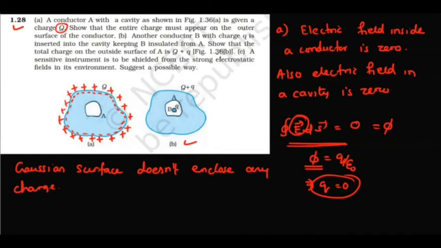We have to show that the total charge on the outside surface of A is Q plus q. So how to prove it? We know that if we place a second conductor which is already charged, the charge small q, in the cavity, what will happen? Due to electrostatic induction, a negative charge minus q will be induced on this side, and a positive charge plus q will be induced on the outer side. Is that clear?